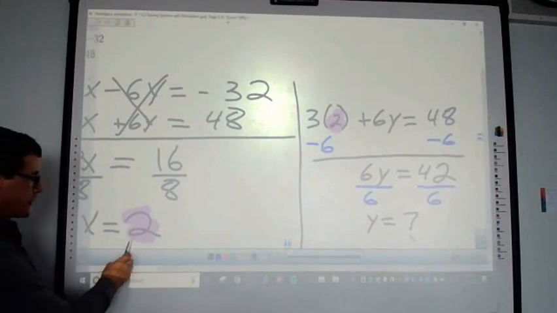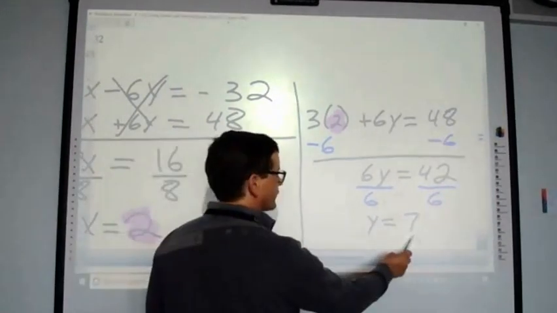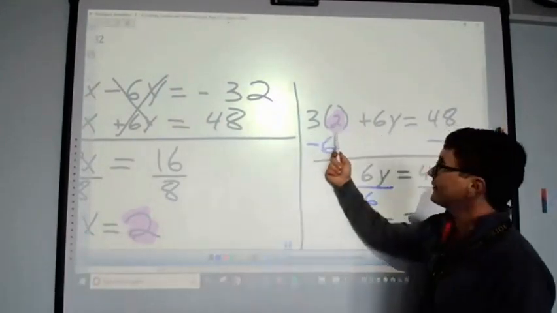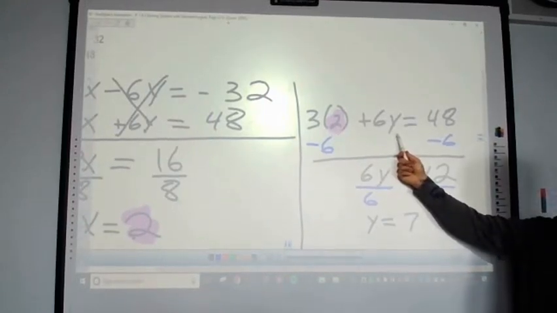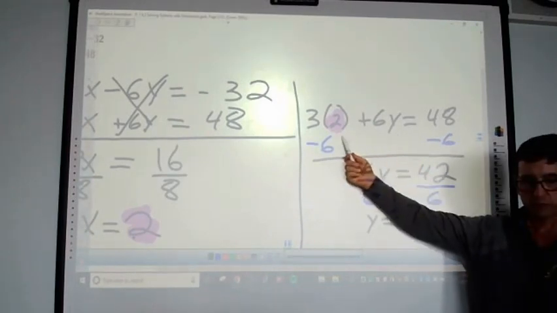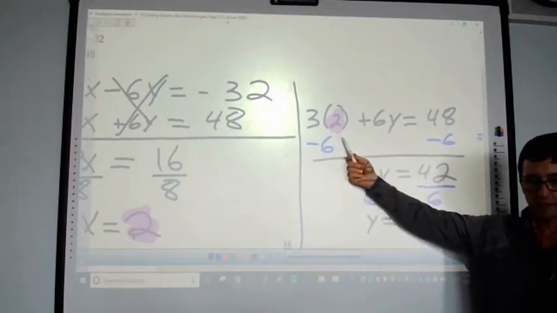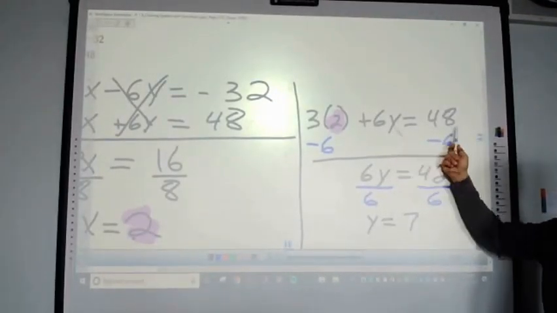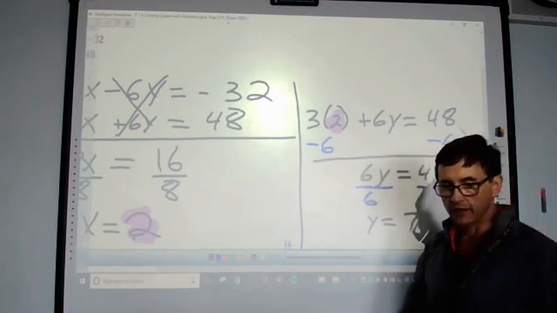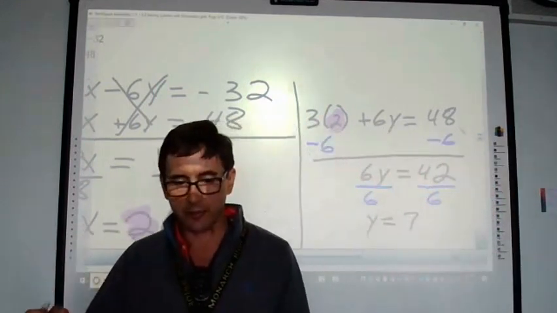So we got 2 for x. We got 7 for y. I already have the 2 plugged in here. So I'm just going to think about plugging the 7 in here. So 6 times 7 is 42, plus the 6 from over here. 6 plus 42 does equal 48. Okay? So I just did that check step in my head.